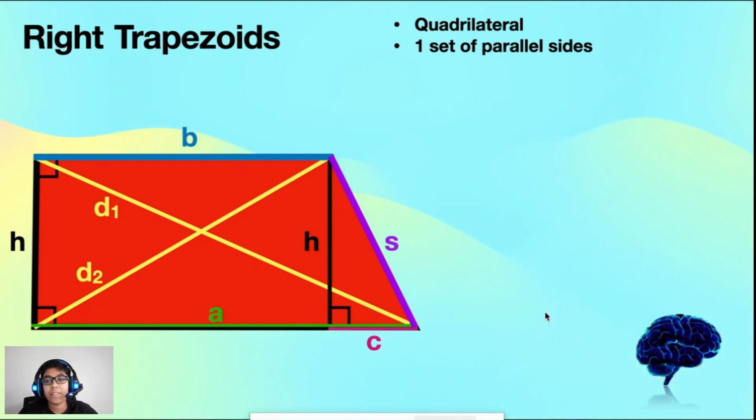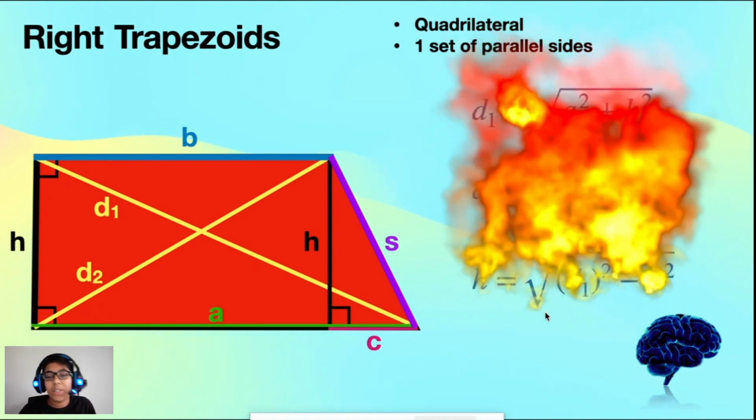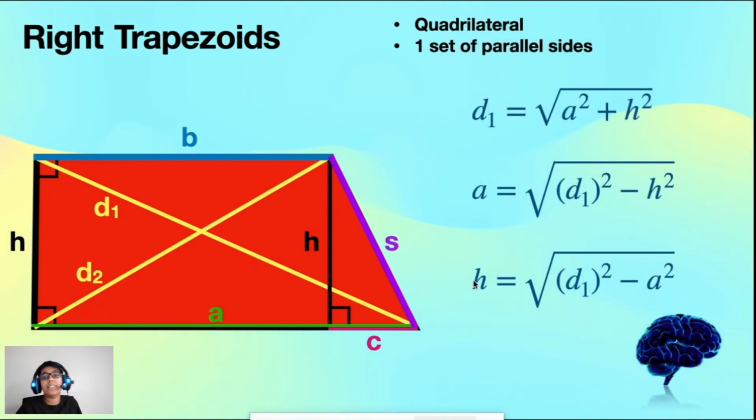Okay. This next set is also based on the Pythagorean theorem. D sub 1, in this case the hypotenuse, equals the square root of A squared plus H squared. The next one is A equals the square root of D sub 1 squared minus H squared. And H equals the square root of D sub 1 squared minus A squared. Makes sense again. In this case, it's this right triangle.